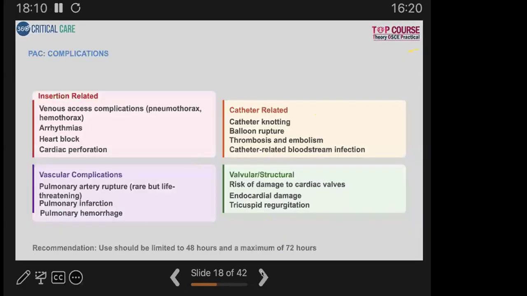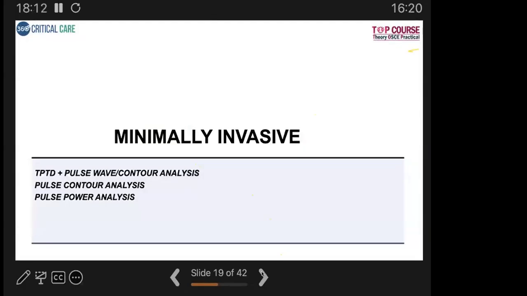Okay. So next we will move on to minimally invasive devices. First, we will take the indicator dilution techniques: the transpulmonary thermodilution technique with pulse wave or contour analysis or pulse power analysis.